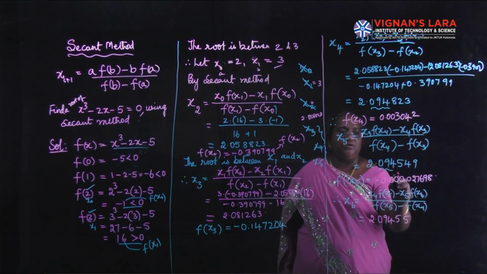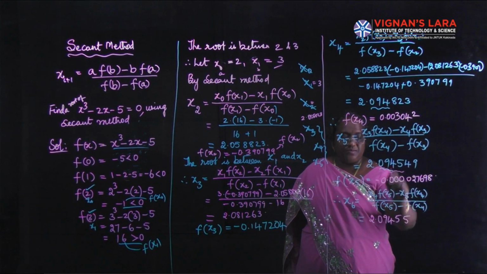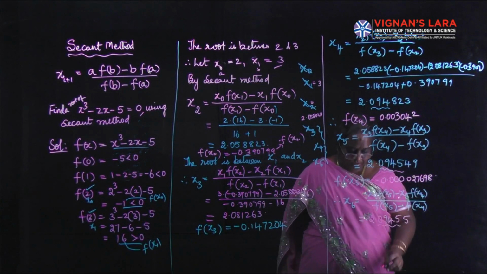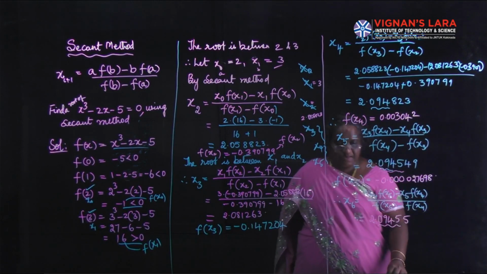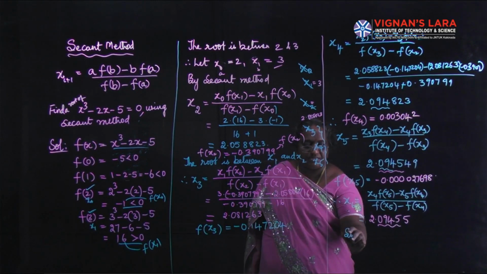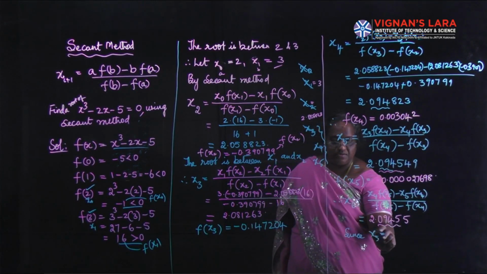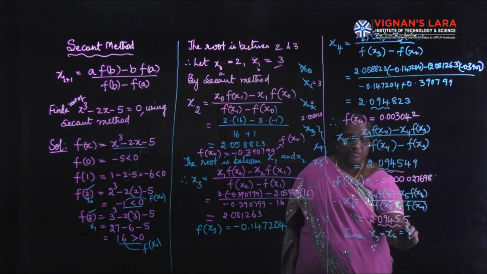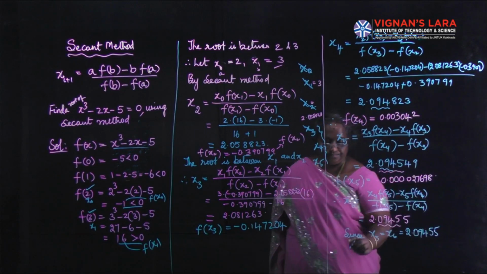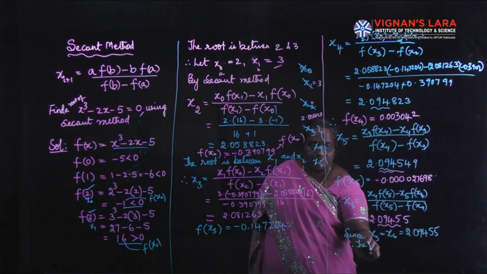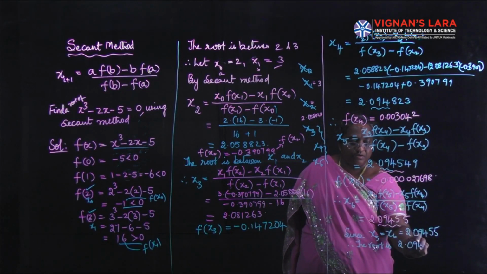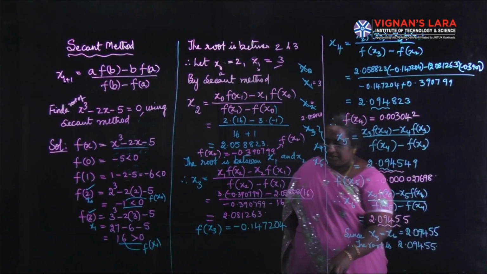2.09455. Now you observe, after the decimal we were able to get the same value, almost 2.0945, which is 5. Since x5 is equal to x6, which is 2.09455, you can take it. The root for the given equation is 2.09455. Yes, see the problem once.